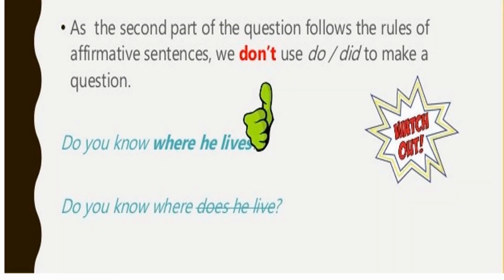As you can see, the second part of the question follows the rules of affirmative sentences. We don't use do or did to make a question. Like this. Do you know where he lives? Not: Do you know where does he live? So you can say it like this.